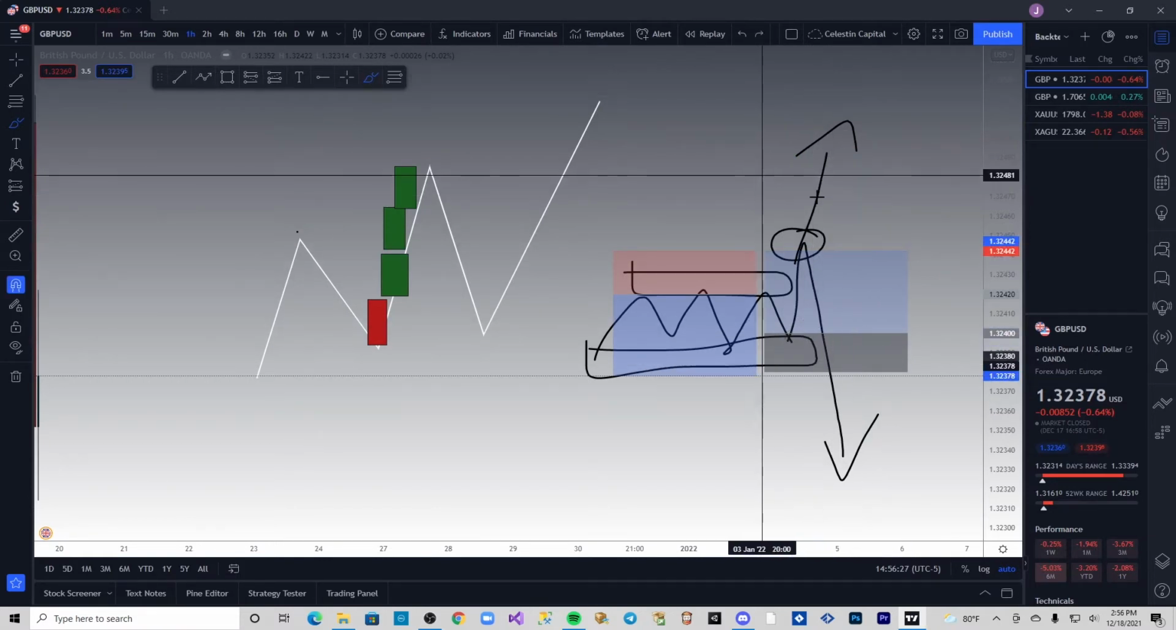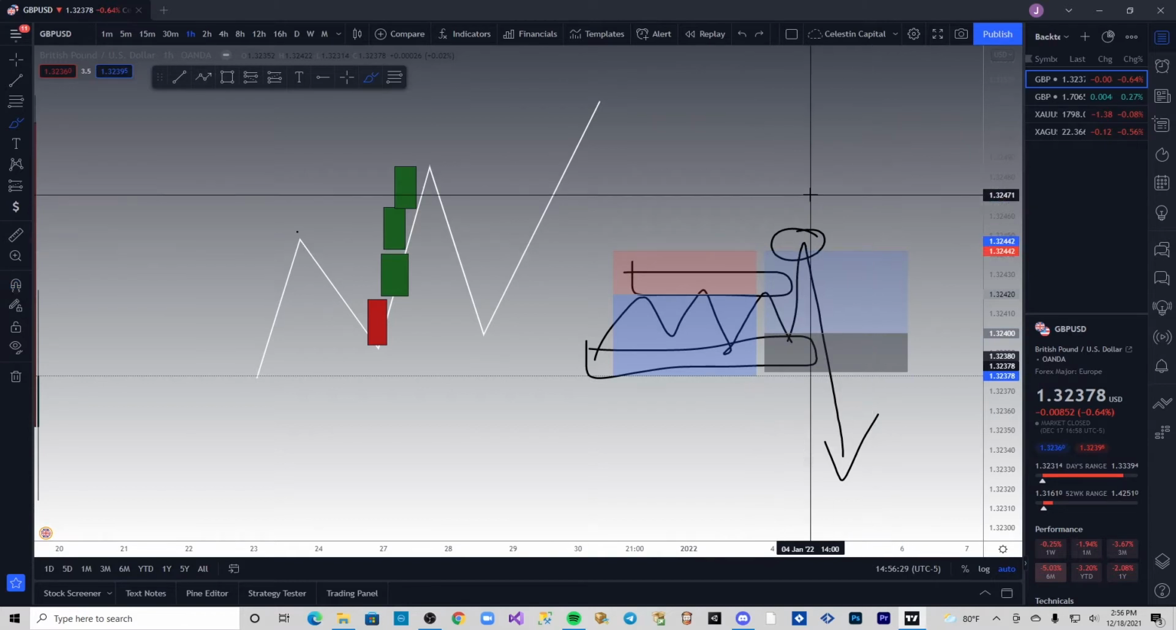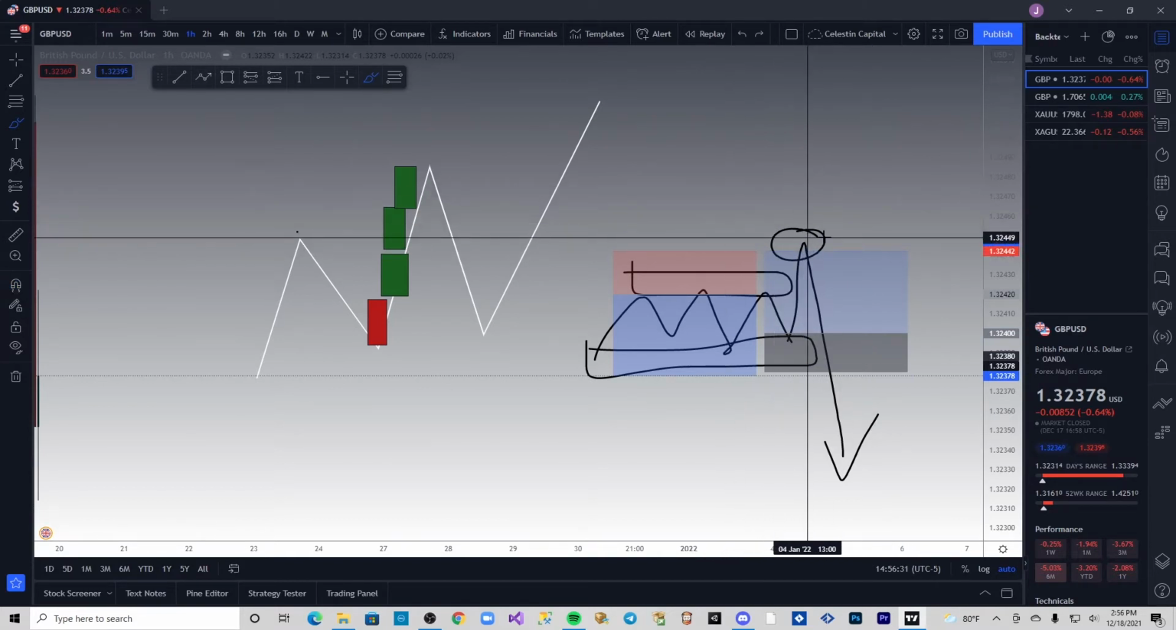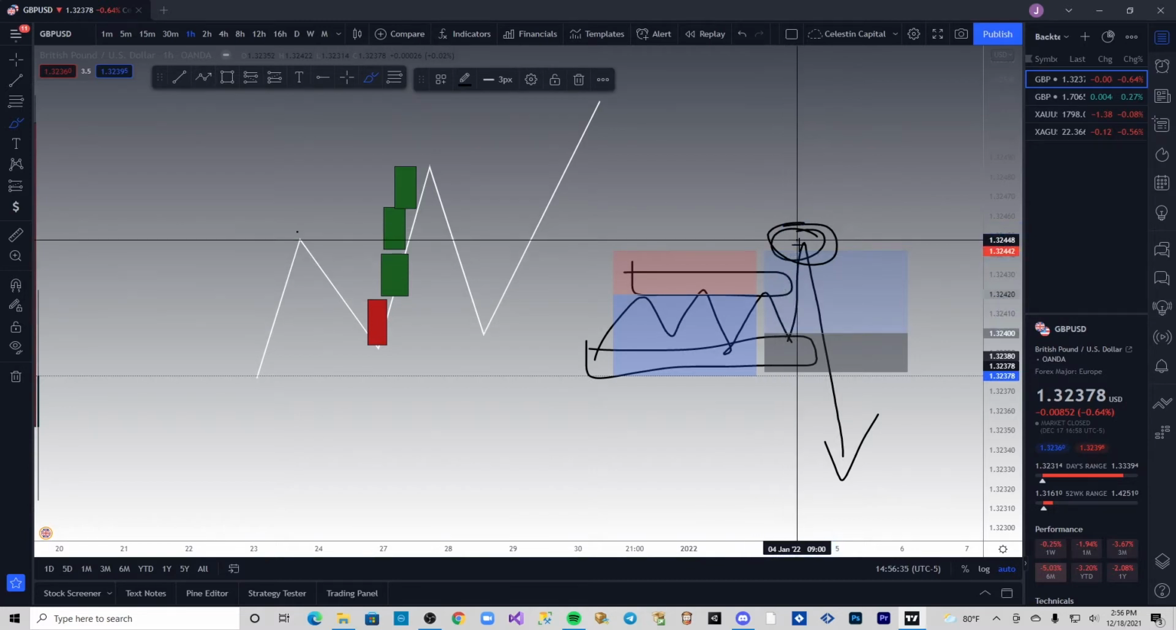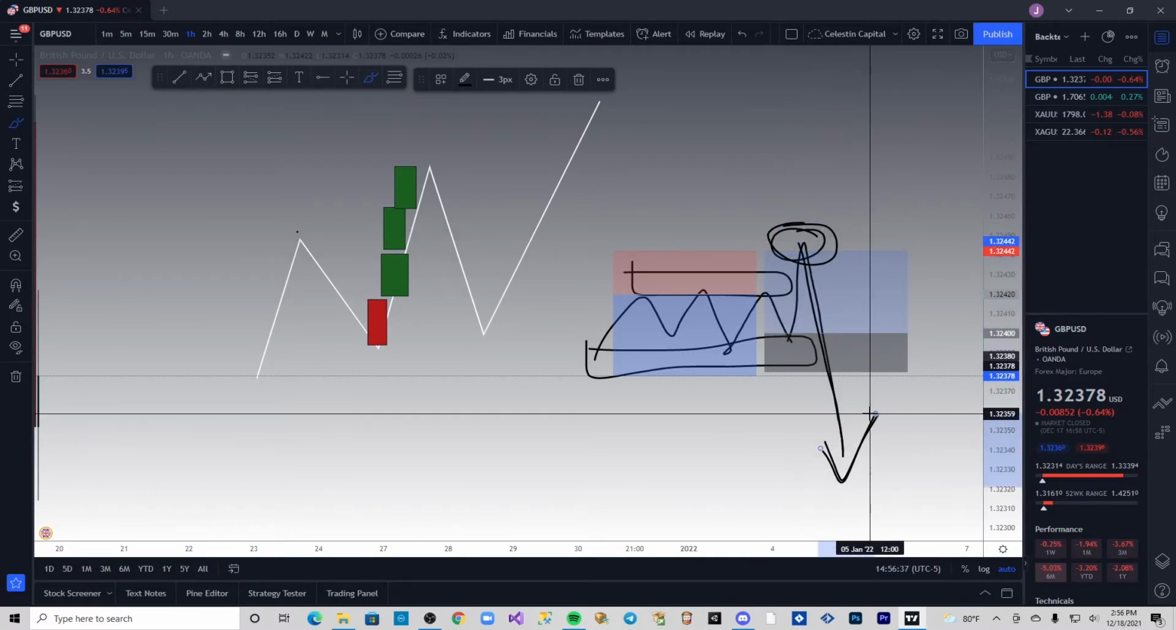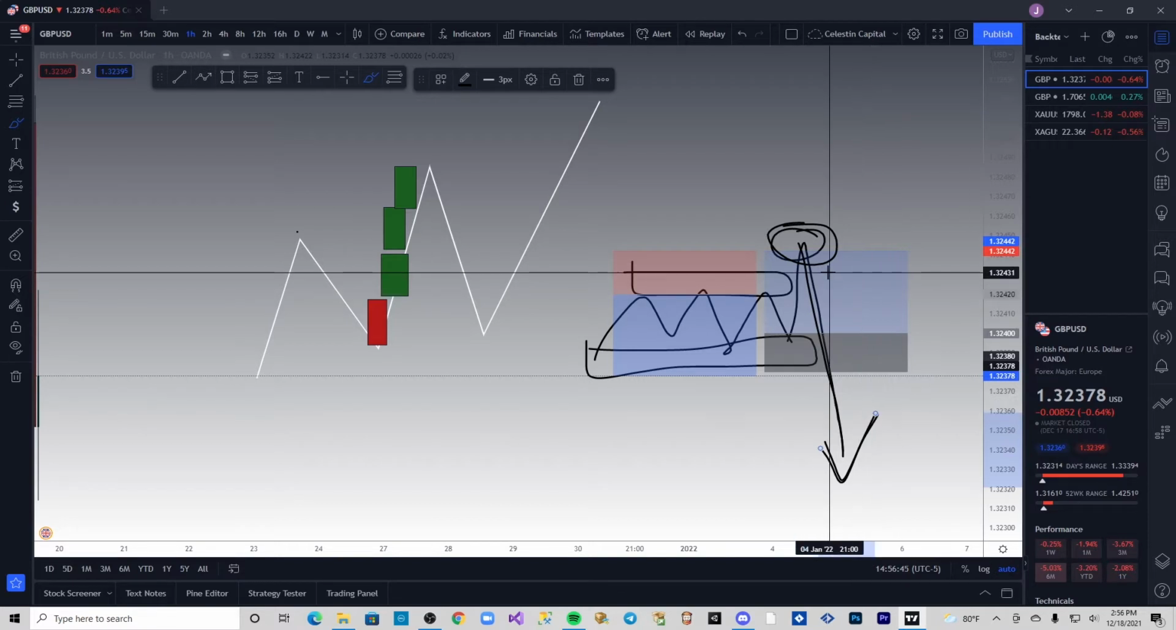But again, composite man is attracted to money. So what is he going to do? He's going to fake one way, tap into that pool of money, and then continue in the other direction to tap into this pool of money. You understand? Money, money, money. Money is the goal. Money is the objective in the market. So wherever the money is, that's where the composite man is headed.